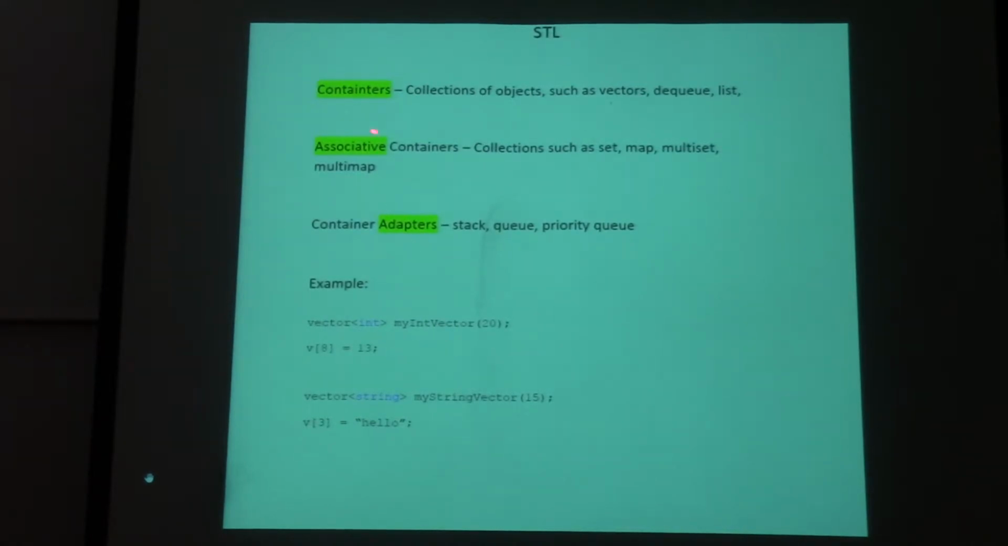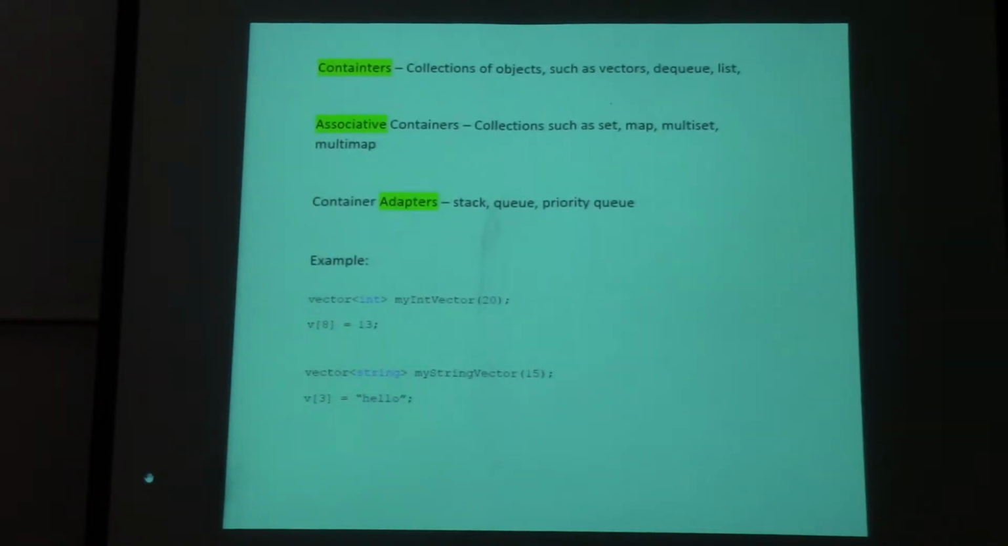They can be associative containers, collections such as set, map, or multi-set. Associative containers are containers that basically have a key-value pair. Or adapters, and adapters are also stack, queue, priority queue, etc. Let's take a look at how to use these things. It's easier to see how you use them versus defining everything.